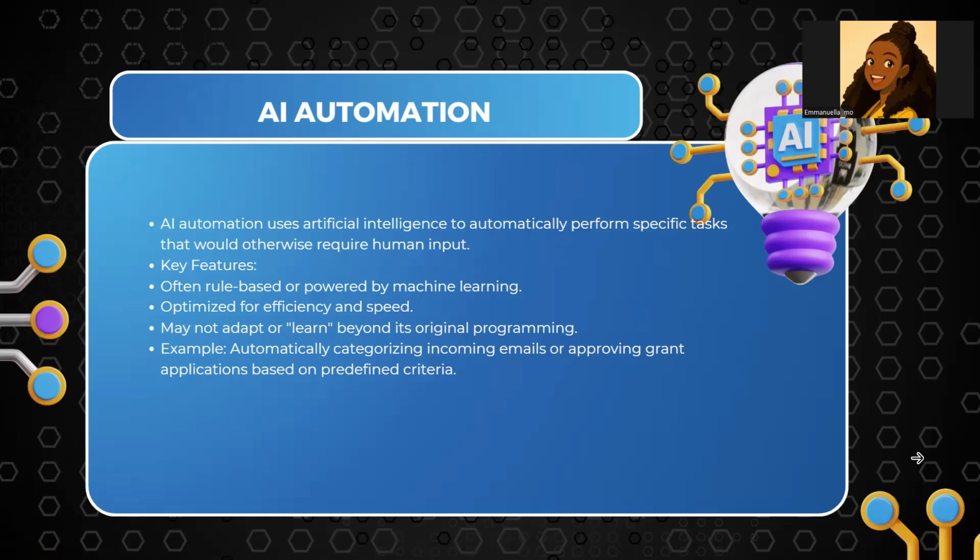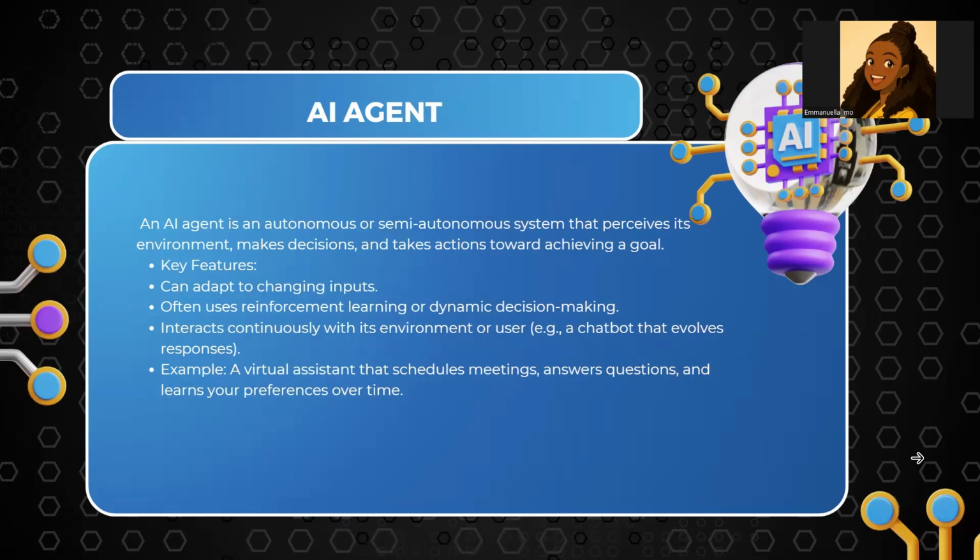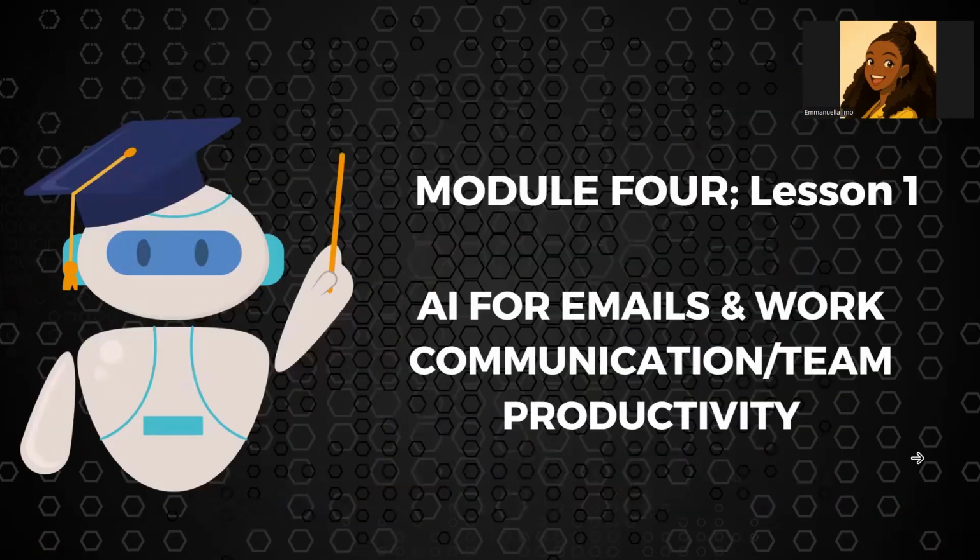And so if you, for example, ask an AI automation platform to categorize your incoming mails or approve grant applications based off on predefined criteria, that is what it will continue to do. It may not do much more than that because that's what you asked it to do. So that's basic automation and also an AI agent.